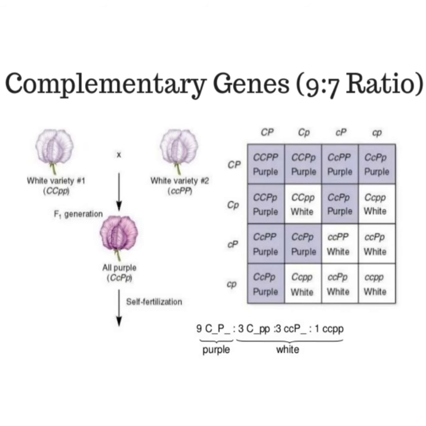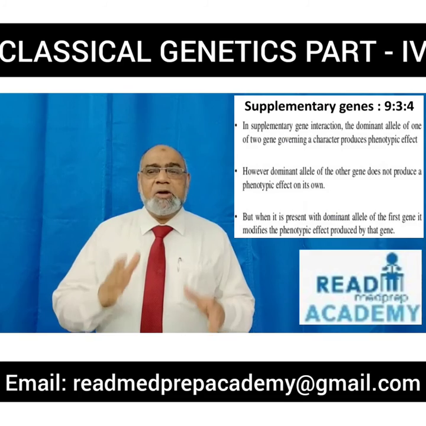Here you can see in this image the ratio formed, where the white variety and the white variety are crossed, and all the plants obtained in the F1 generation are purple. When these are self-fertilized in the F2 generation, the gametes obtained are capital C capital P, capital C small p, small c capital P, and small c small p. When put in a checkerboard, the ratio obtained is 9:7. That means, of 9:3:3:1, 9 plants are purple and 3:3:1 are white plants. Now, what are supplementary genes?